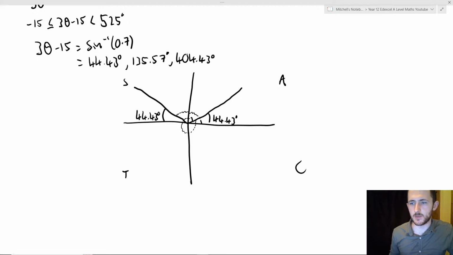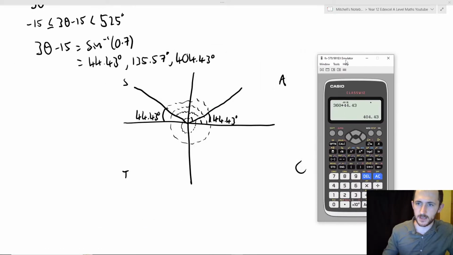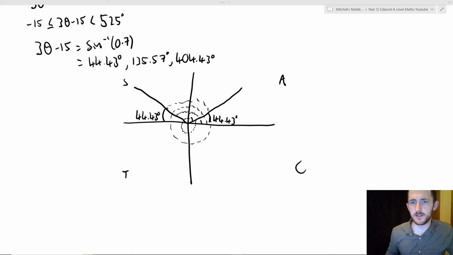And we're still not at the edge, so we can go all the way around back into the S section again. Which would be, so in this case, this is 360, add another 180 would give me 540. So it'd be 540 minus 44.43 gives me 495.57, which is still in the range. And we can't go again.